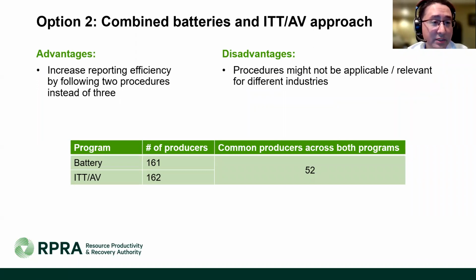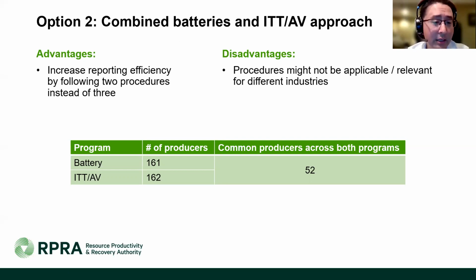So the second option we're proposing is to have a combined battery and ITTAV approach and have one separate tire verification procedure. The advantage of this approach compared to option 1 is that for producers who supply three materials, it will increase reporting efficiency by following two procedures instead of three.